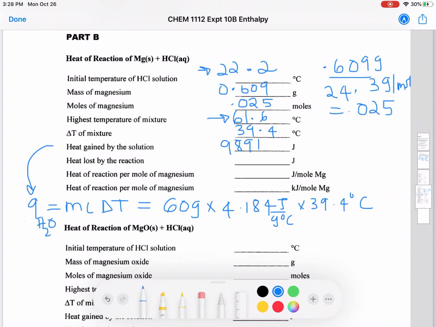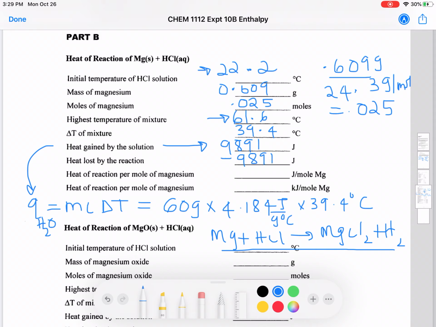Now, our reaction is magnesium reacting with hydrochloric acid, giving you magnesium chloride and hydrogen gas. This particular reaction lost heat and then the water absorbed it. So the heat gained by the solution is this. So then the heat lost by the reaction is going to be the same amount but opposite sign, because it is an exothermic reaction for magnesium and hydrochloric acid. So that will be negative 9891. Same amount but opposite sign, because the heat is being lost by the reaction.